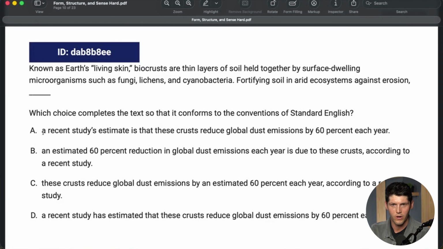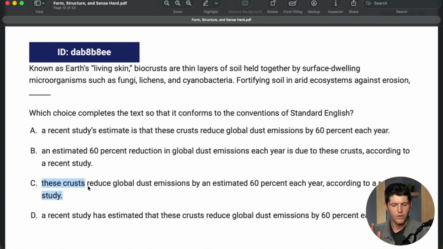So this isn't a question about a comma or a semicolon or a verb because there's a lot going on here. This is the type of question where if you don't know the game you're playing, you'd be totally confused what you should be assessing in these answer choices. You should be looking for one thing, which is what is the subject of each answer choice. So the first one says a study's recent estimate. The second one says an estimated 60%. The third says these crusts. And the last answer says a recent study.